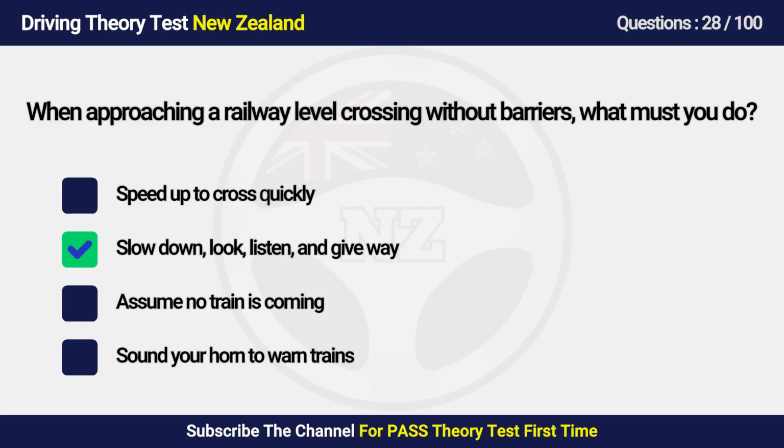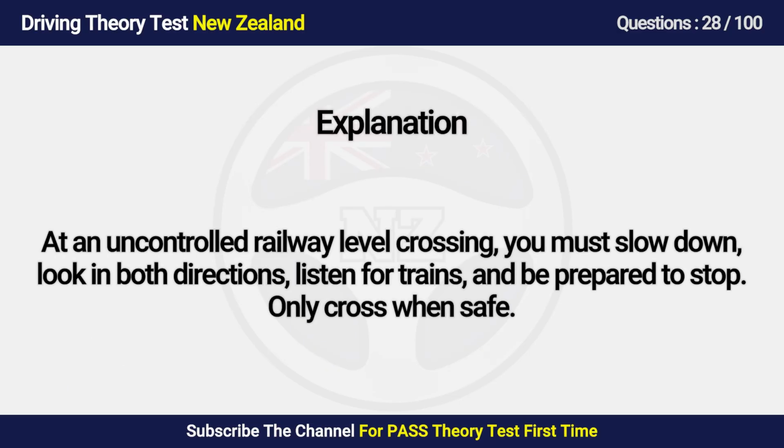Answer is B. Slow down, look, listen and give way. At an uncontrolled railway level crossing, you must slow down, look in both directions, listen for trains and be prepared to stop. Only cross when safe.